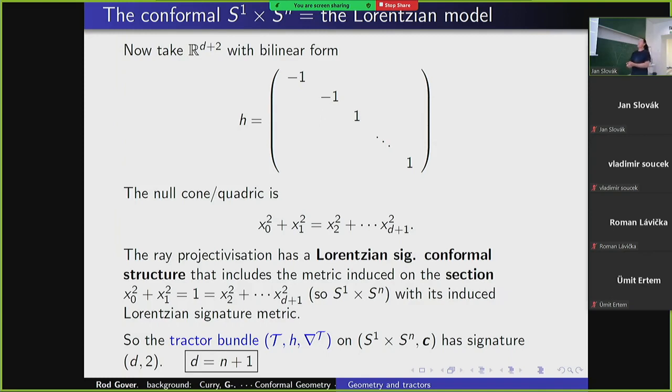Okay, so that's in the conformal class, and so this gives you the conformal model that includes that sort of obvious Lorentzian metric. So the tractor bundle on that has signature (d,2), where as usual d is n plus 1. Okay, so we'll come back to this tomorrow, when we're trying to understand compactification. So I want you to sort of remember that.